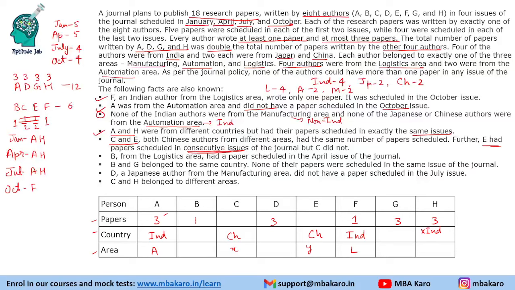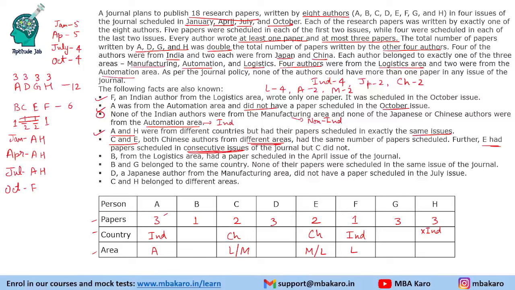So this completes the number of issues by each of these persons. Now these two areas, we are given that C and E are from different areas. They cannot be from automation. So they will be from logistics, and another is manufacturing. So manufacturing and logistics.